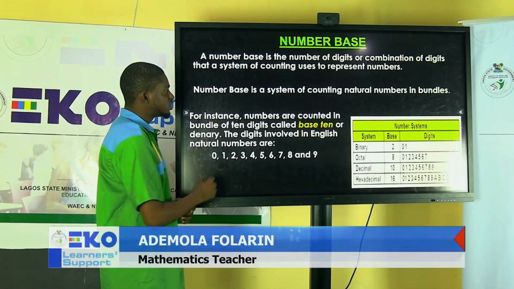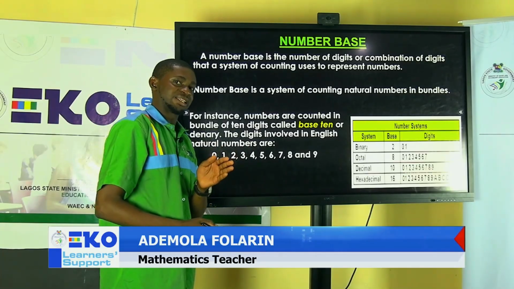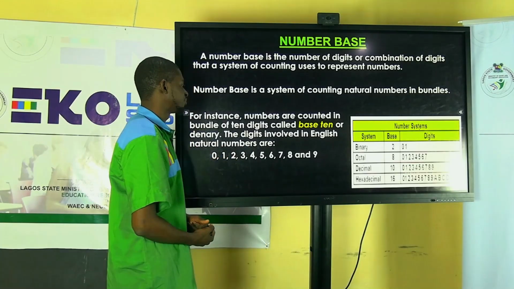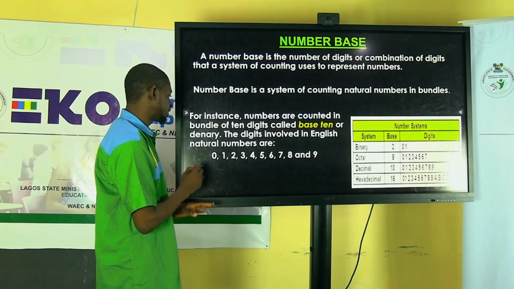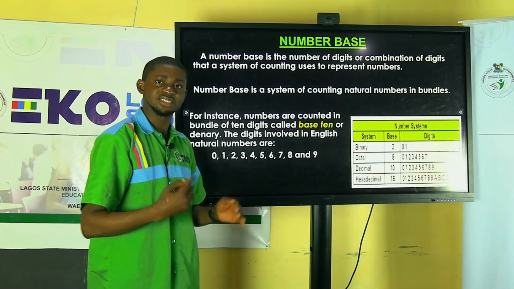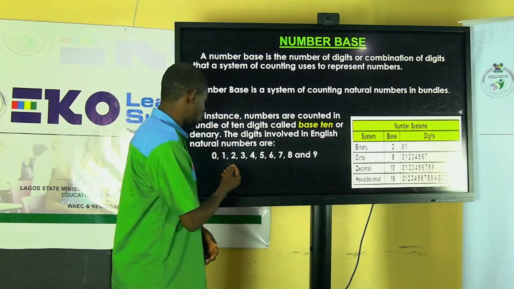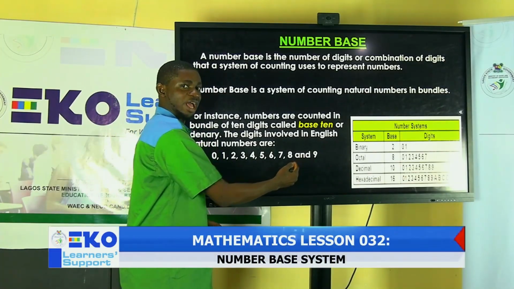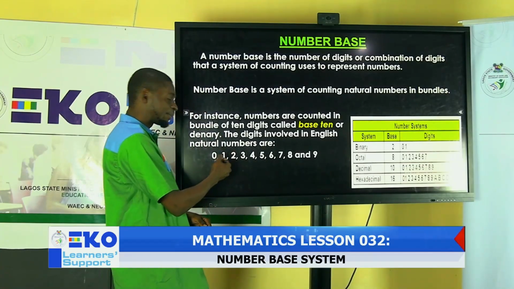For instance, numbers counted in bundles of 10 digits is called base 10. That's our decimal system, or denary. We count numbers in 10. So our natural counting starts from 0, 1, 2, 3 down to 9. And when it gets to 10, you represent that 10 with 1 and 0.